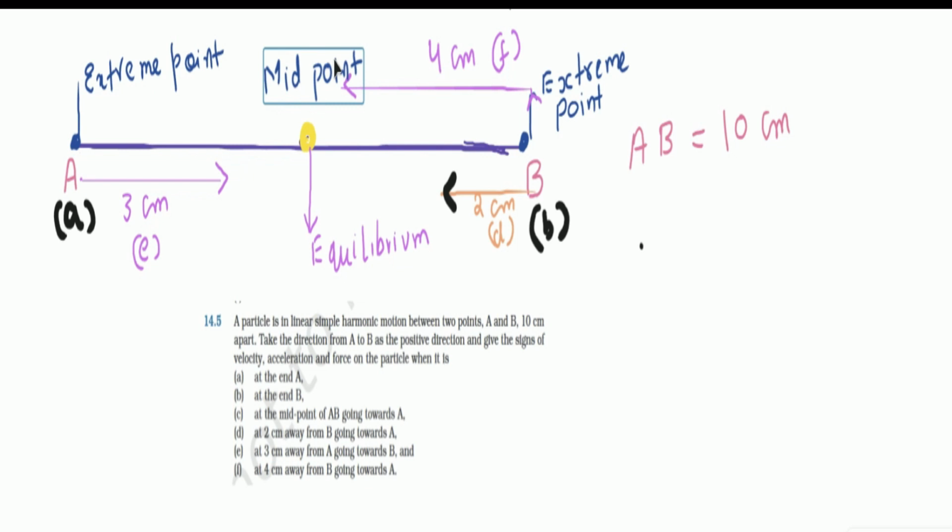If you look into part A, we have to study the motion at point A, which is the extreme point. Part B is we have to study the motion here, which is the B point. And then part C, the midpoint, is the point of equilibrium that I explained. At equilibrium, the forces are balanced and there is no net force on the body. It's a midpoint. Then we have to study the motion at 2 centimeter from the point B, which is this. If you see this point, this is 2 centimeter from B and you're moving towards A because the arrow is leftward.